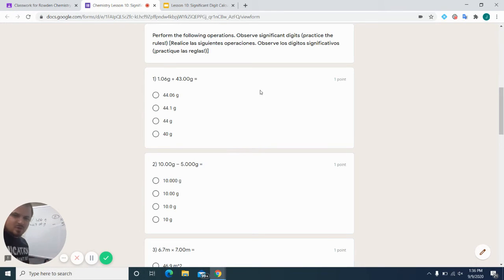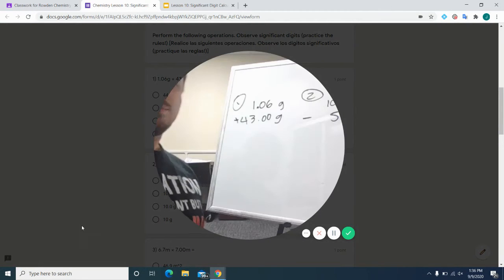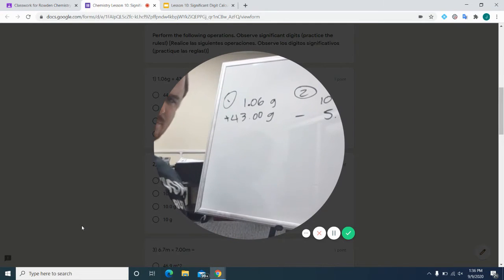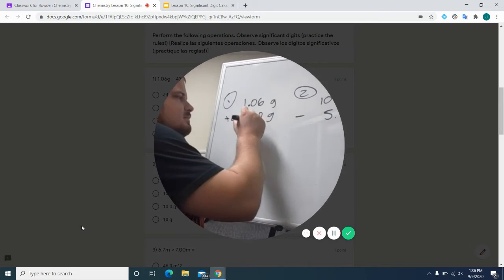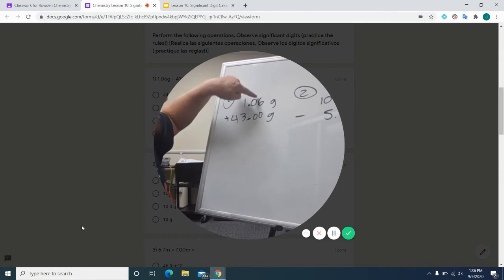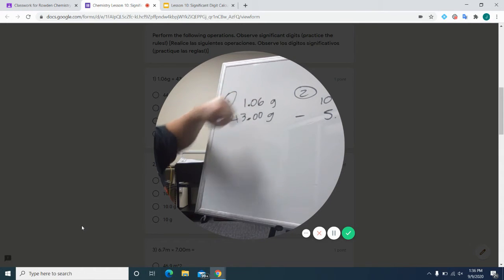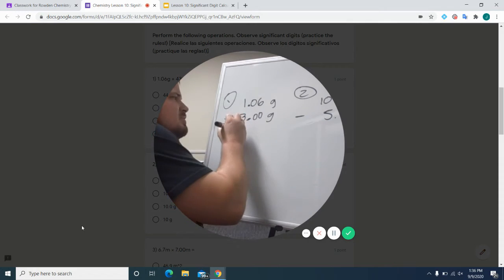All right. So let's look at how you do this. Number one, I have right here 1.06 grams plus 43.00 grams. So look at what we have here. We know what's in the ones place. It's a 0. It's significant. We know what's in the second decimal place. It's a 6 and a 0. Both are significant, though. So this one actually ends up being easy.